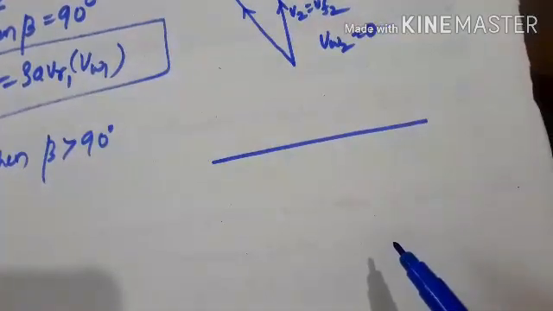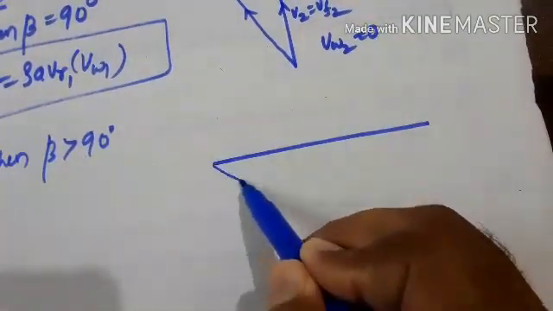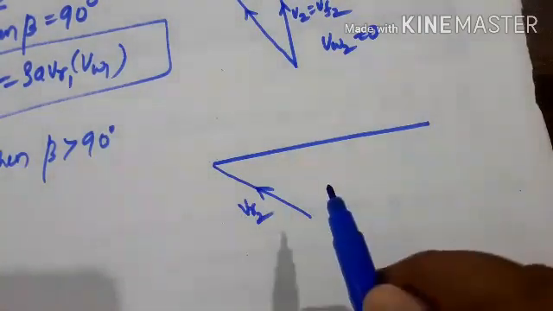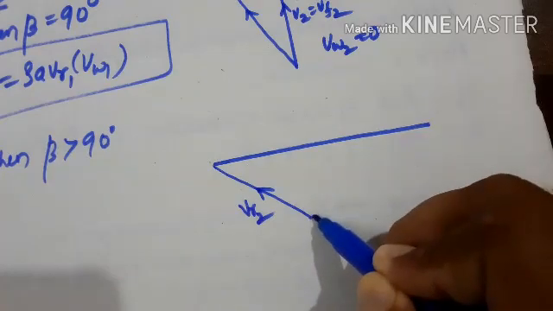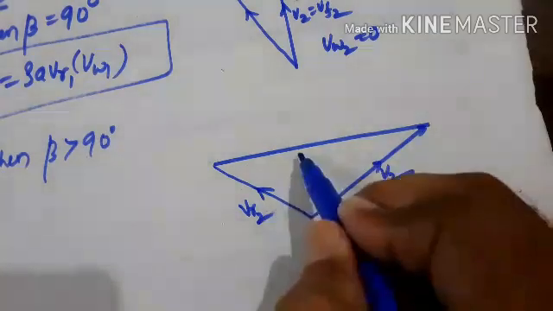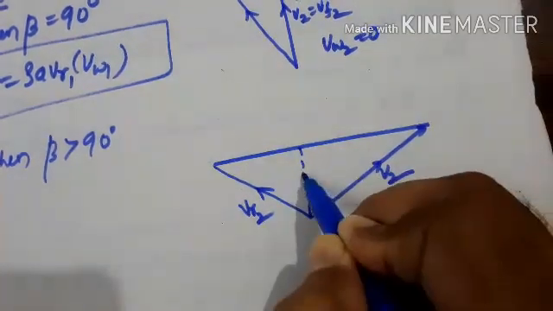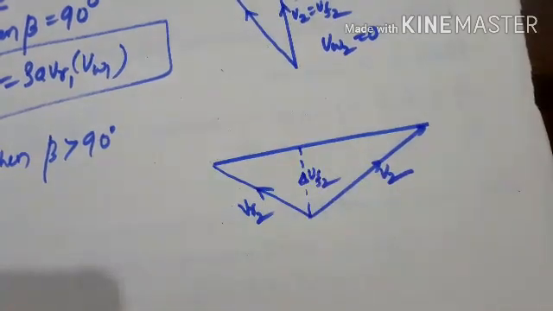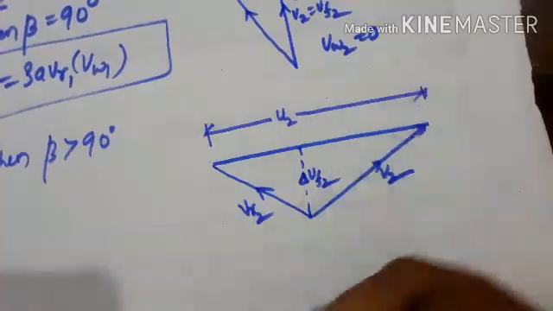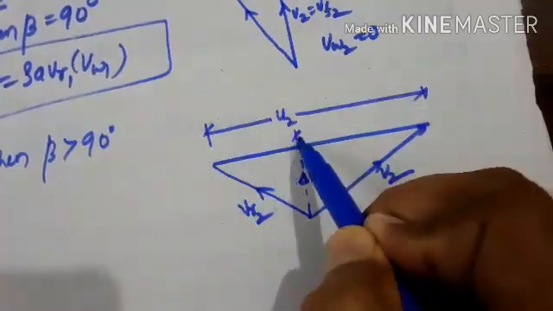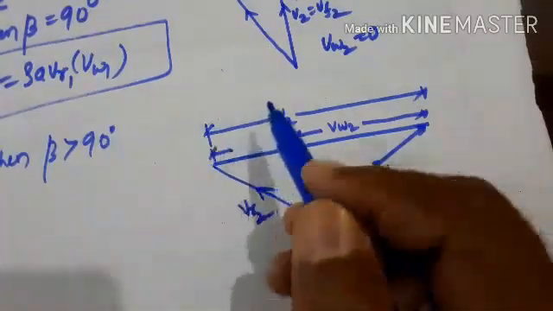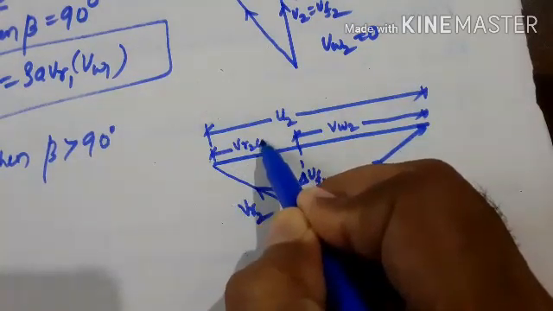It will be like this figure, and VR2 will be as it is, and V2 will be like this. This is V2, and this vertical component will be as it is, that is VF2, and this whole will be U2. From here to here is U2, and this will be VW2, and this will be the component of VR2 cos phi.